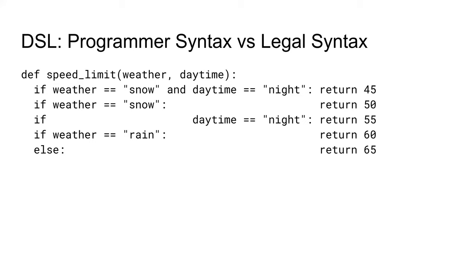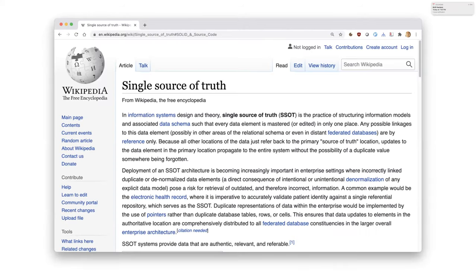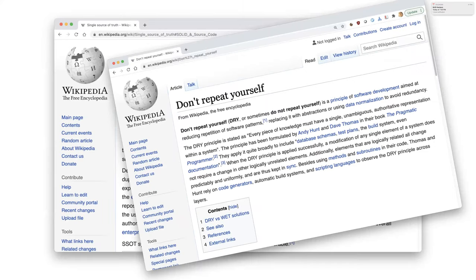But the problem is, if the law changes, and the law changes all the time, then all of these implementations, you would have to go and edit each one of them to bring the logic up to date with what the law says. And so if you were a software architect, you might say, okay, this is an SST problem, right? It's a single source of truth problem. Wouldn't it be better to just have some representation that all of the different implementations could just read? The single source of truth is also known as the don't repeat yourself principle. We've kind of got two names for the same thing, ironically.